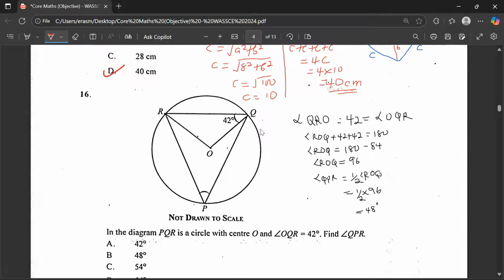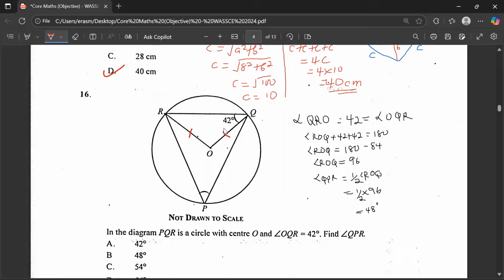Now, in the diagram, PQR is a circle with center O. Angle OQR equals 42 degrees. Find angle QPR. Angle QPR, this angle. Now, if this is the center, then this line equals this line, as this line is a radius and the radii are the same, right?